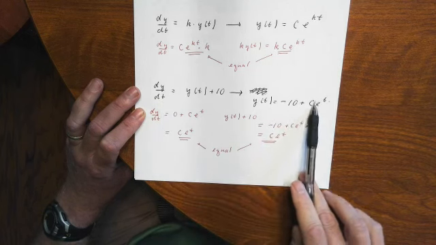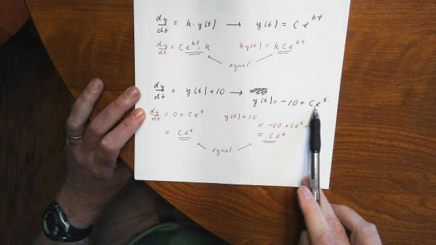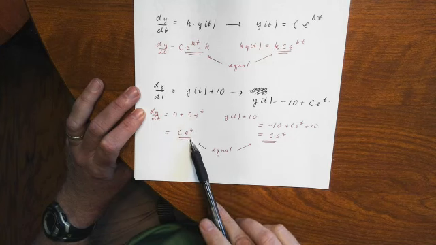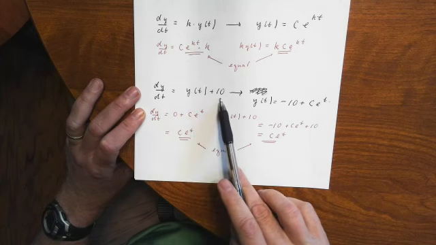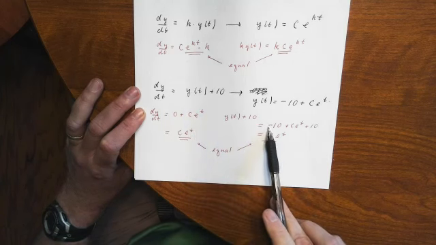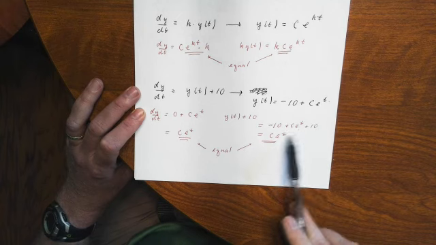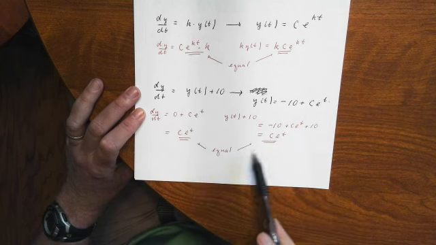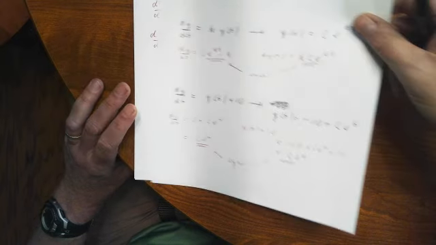If I take the derivative of this, I get the derivative of negative 10, which is 0, and then the derivative of c e to the t is simply c e to the t. On the other hand, if I plug this solution into the right-hand side, I get minus 10 plus y of t, which is c e to the t as well. And because plugging this into the right side and the left side yields the same result, I know that I have a solution to the differential equation.